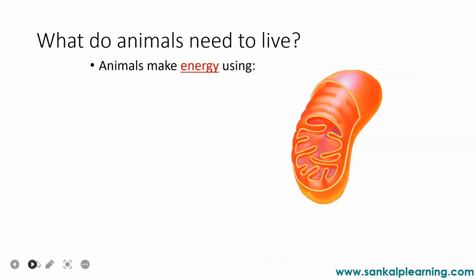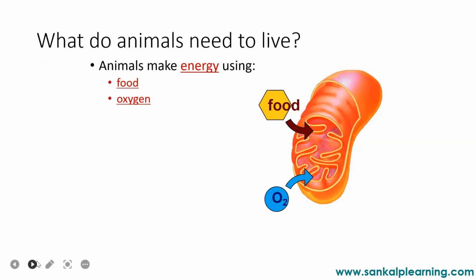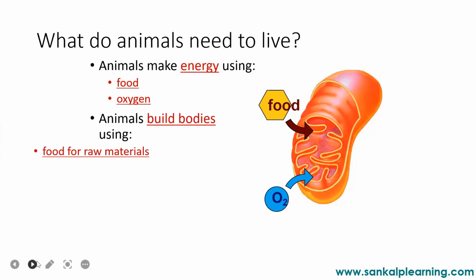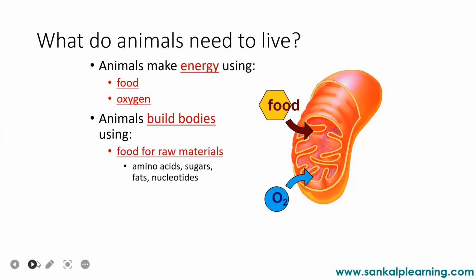So why do animals need to live? Animals make energy using food. Then, after that, oxygen. You can see which cell organelle this is. Mitochondria, ma'am. So it is a mitochondria. Animals build their body using food for raw materials. Why is food needed? Because we need nutrients like amino acids, sugars, fats, and nucleotides.